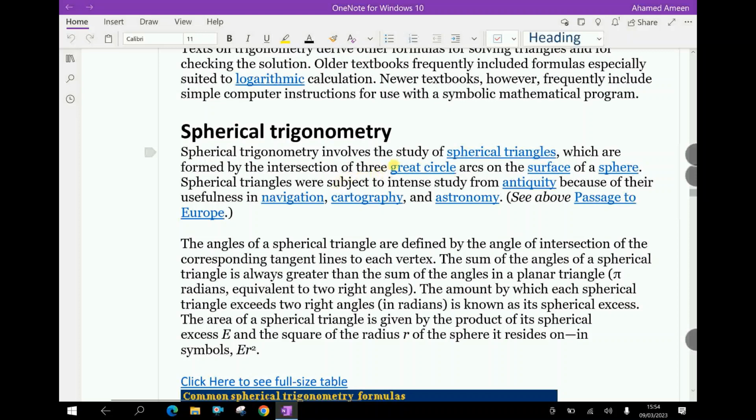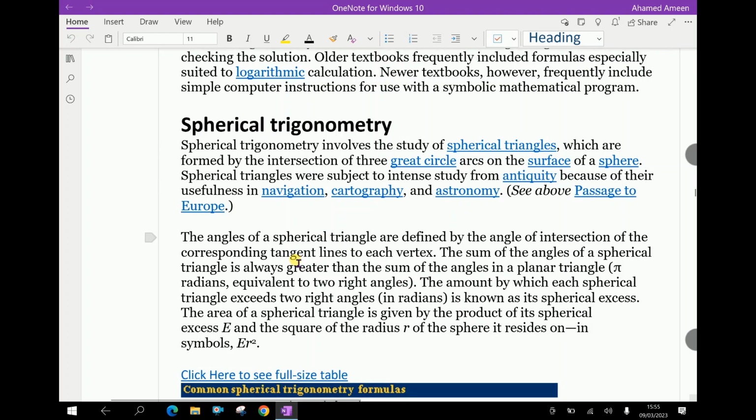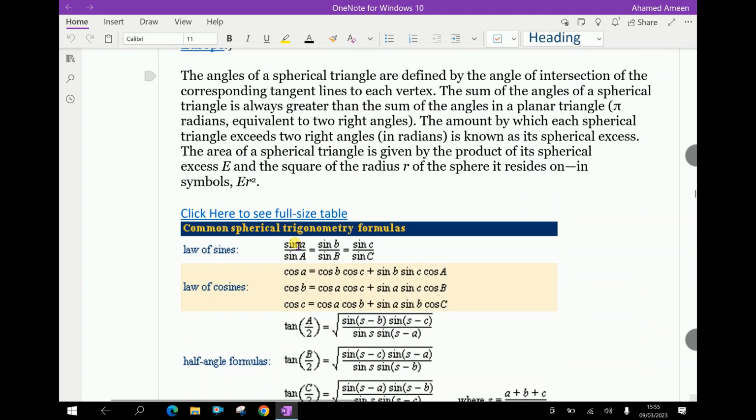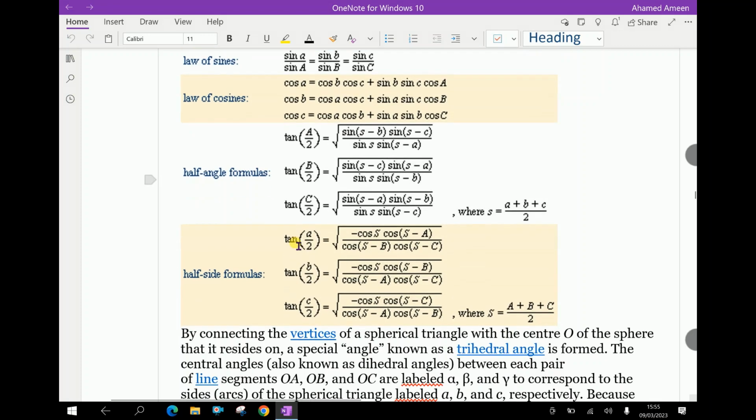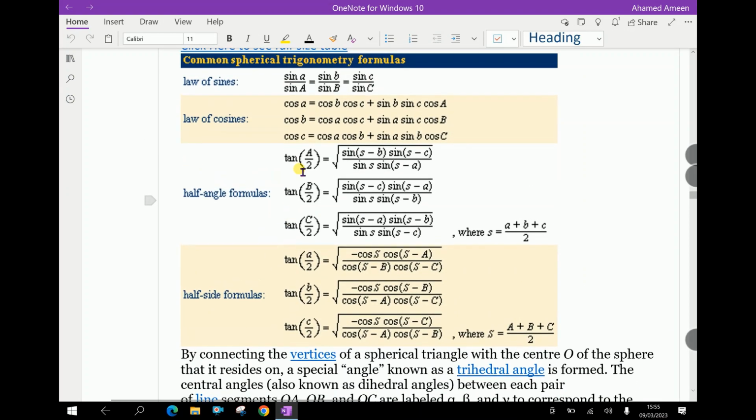Spherical trigonometry involves the study of spherical triangles, which are formed by the intersection of 3 great circle arcs on the surface of a sphere. Spherical triangles were subject to intense study from antiquity because of their usefulness in navigation, cartography and astronomy. Here, the half angle formula is expressed in terms of other ratios.